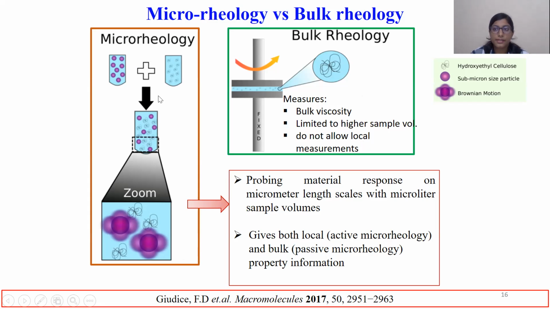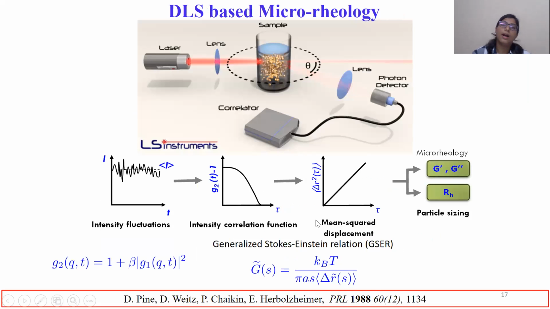But in microrheology, we disperse submicron size colloidal particles inside our sample, and by analyzing their Brownian motion, we can probe the material response of weak gels with microliter sample volumes. So basically, this provides both local measurements and also bulk property measurements. We perform dynamic light scattering based passive microrheology, where we disperse 230 nanometer colloidal particles, and we get the intensity fluctuations data from the instrument, and then we convert the intensity correlation data to mean square displacement. Further, applying the generalized Stokes-Einstein relation on the mean square displacement data provides both loss and storage moduli.